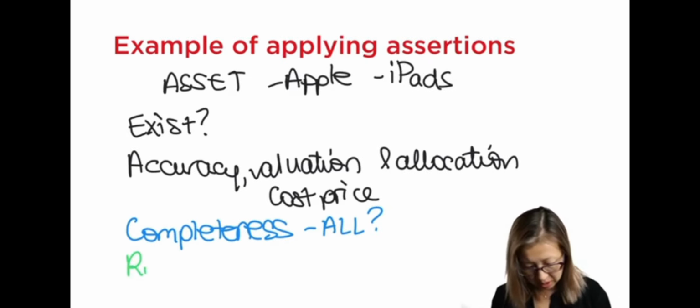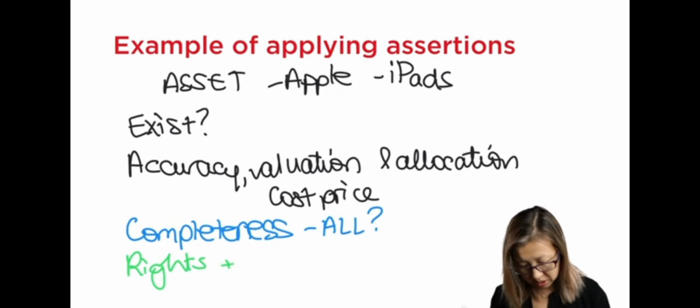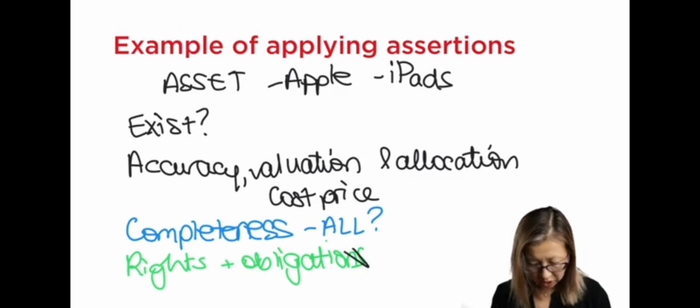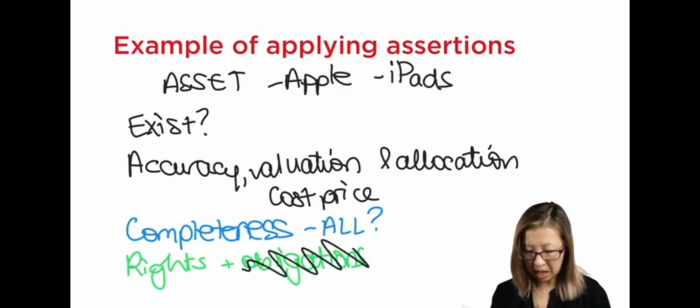Now the next one is going to be rights and obligations. And in reality, here, we're actually more worried about the rights. Do we actually own the iPads? Do we control them to allow them to be recorded on our balance sheet as assets? Obligations comes out more when it comes to liabilities and owner's equity, more so than for assets.